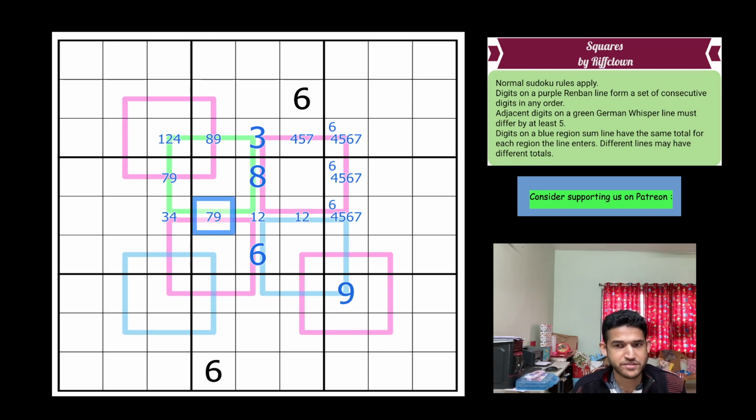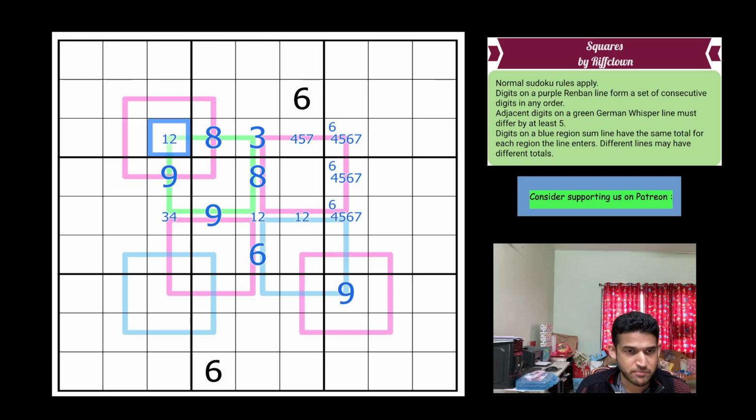And now this can't be a 7 because same idea that we saw in these 2 cells. This is also part of a green whisper line. If you have a 7, you can't have a difference of 5. So this has to be a 9. That gives 8 here. And which means to have a difference of 5, this is not a 4. And same idea, 7 is not possible because of the whisper. That's a 9.